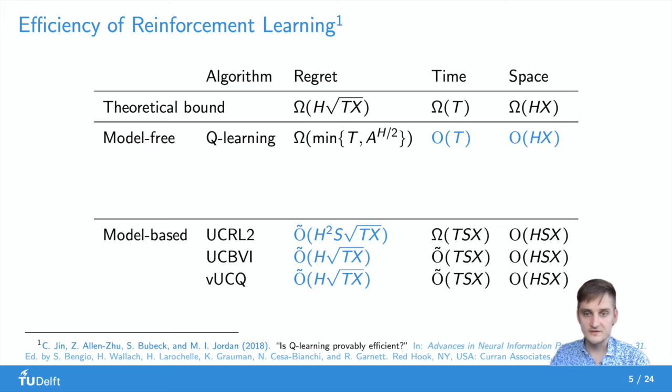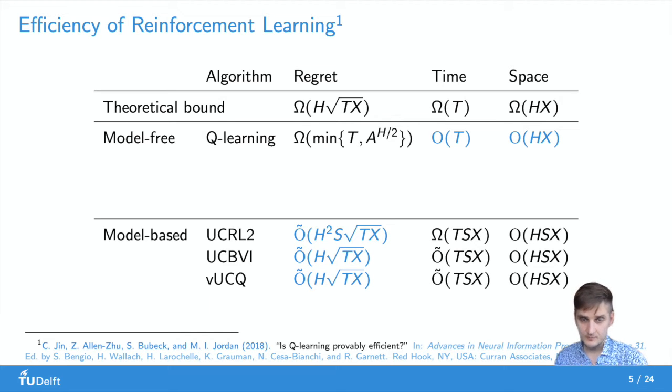Now, let's look at the existing reinforcement learning methods. They fall into two categories: model-free methods, which aim to learn the optimal values directly, and model-based, which build a model of the environment instead. Q-learning is a classic example of a model-free method. It is simple, easy to implement, and its time and space complexity are very low. Unfortunately, the regret of Q-learning grows linearly with time, so it is provably inefficient. Model-based methods, on the other hand, achieve provable efficiency, but require more time and more memory space to run.